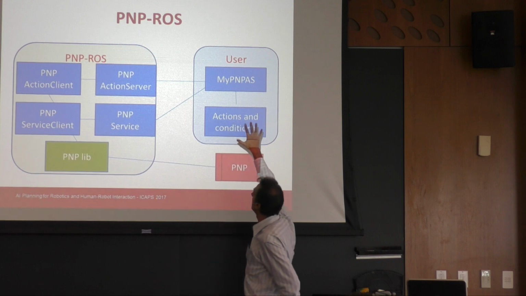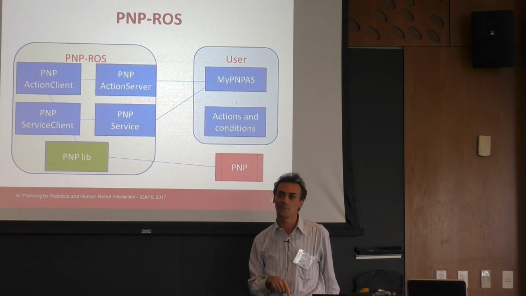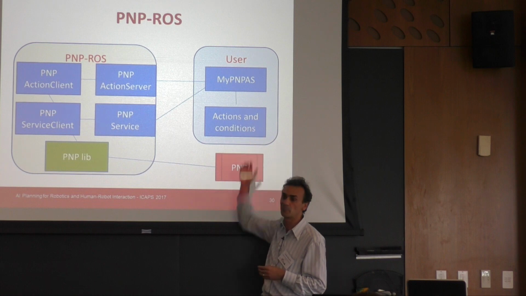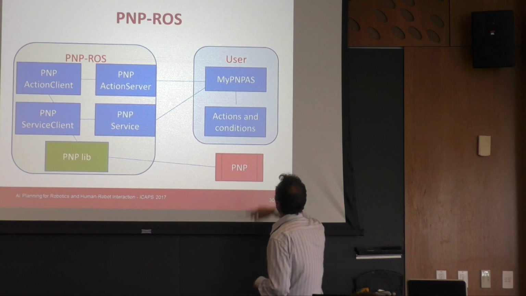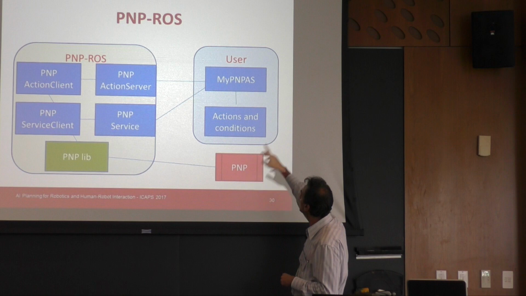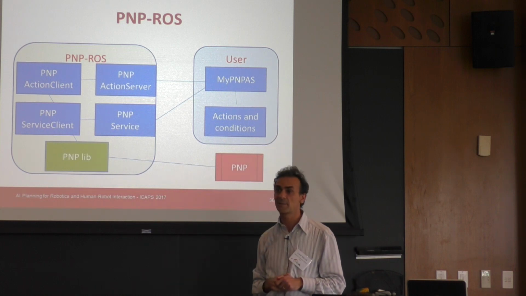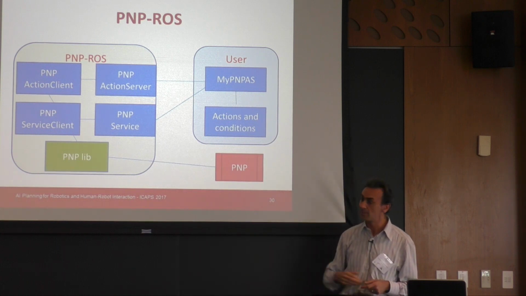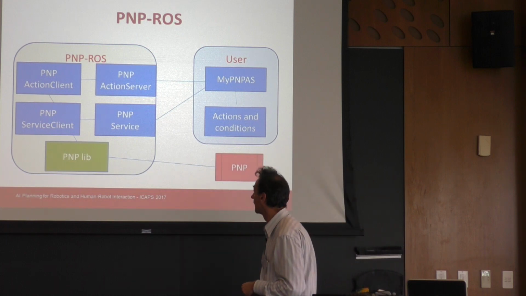And what you have to write is this part that consists of the actions and the conditions that are specific to the plan. So the plan here will mention some actions and some conditions, and of course you have to provide the implementation of these actions and conditions for the robot. And I will show you how to link this to all the rest of the system by just adding, in this case we have a C++ implementation, my PNP action server class that will be a subclass of the PNP action server class that is provided in the library.